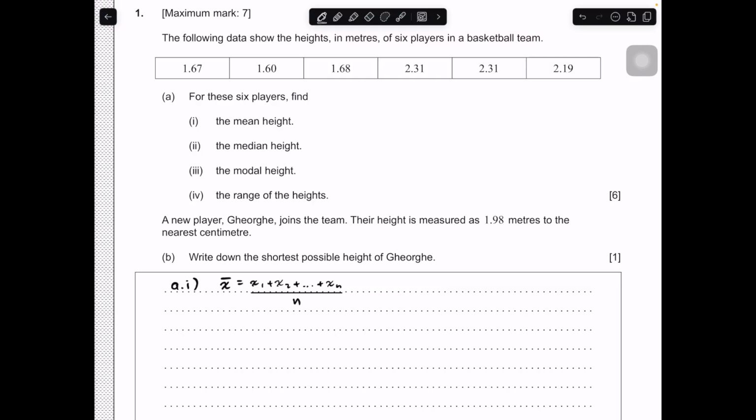So in this case, what's the mean here? Well, the mean is going to be 1.67 plus 1.60 and so on. We're just adding up all of these different heights. 2.31 plus 2.31 plus 2.19, and then we're writing this all over 6, since they told us there were 6 basketball players. I'm going to go to the calculator screen and actually work this out. To be honest, we could actually find most of these values in spreadsheets, and maybe we'll do that at the end to check. But I'm going to go to the calculator screen right now and work this out.